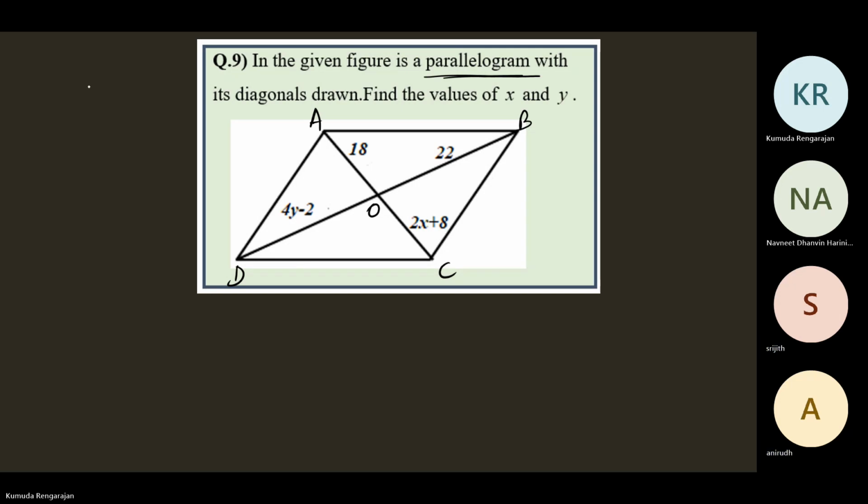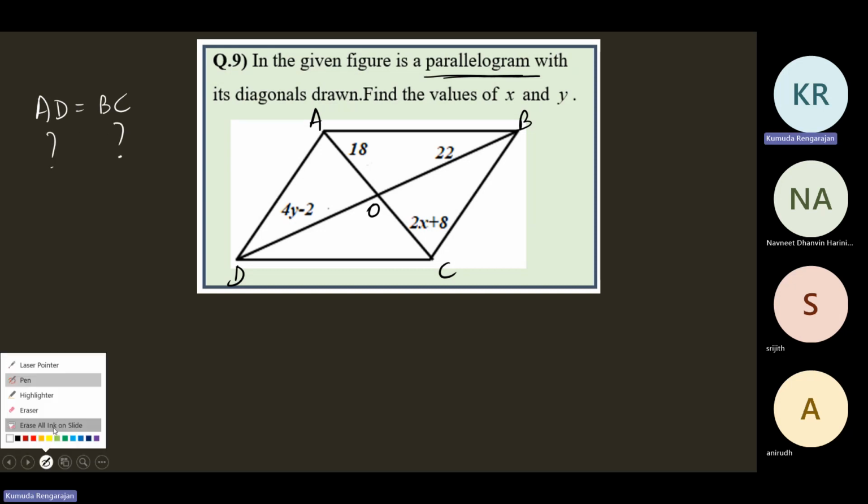Now to find x, you are using a property. You all mentioned the property correctly. Diagonals bisect each other, correct. 2x plus 8 is equal to 18. That's correct. Before that, mention the line segments. AD is equal to BC. No, that opposite sides are equal, but what will you substitute? AD is equal to BC then? We don't know AD, we don't know BC. With this, how can you find x?